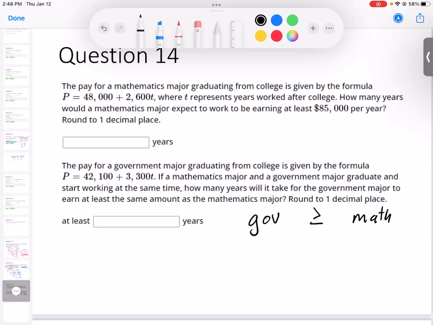Yeah, I mean technically you could say math is less than or equal to government. So yeah, it doesn't matter. But the important part is that the government is on the big side of the arrow and the math is on the little side of the arrow, because you want the government to be bigger than the math pay.